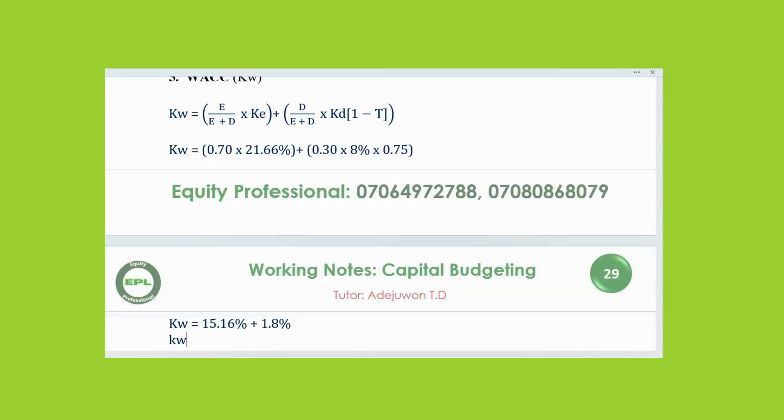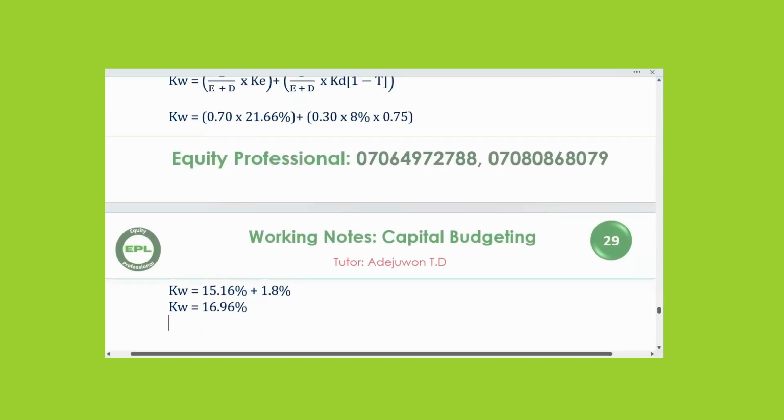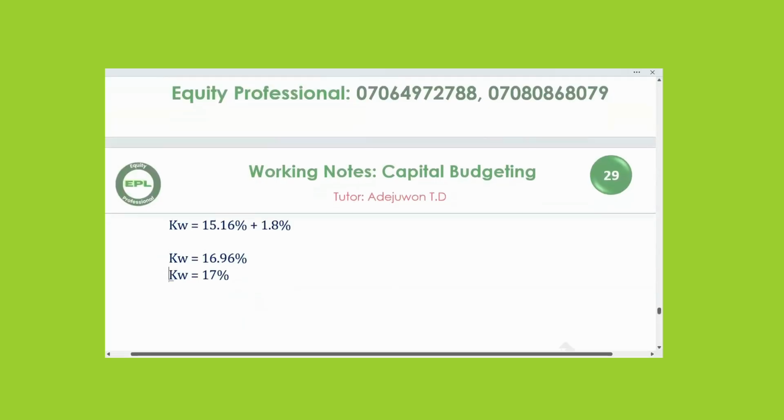So our WACC would then be equal to 16.96. 16.96%. That's our WACC. Examiner says you should round your final answer to whole number. So our WACC is approximately 17%. So this is what the examiner wants you to do. If you are the one solving this question, it shouldn't take you more than 10 minutes maximum.